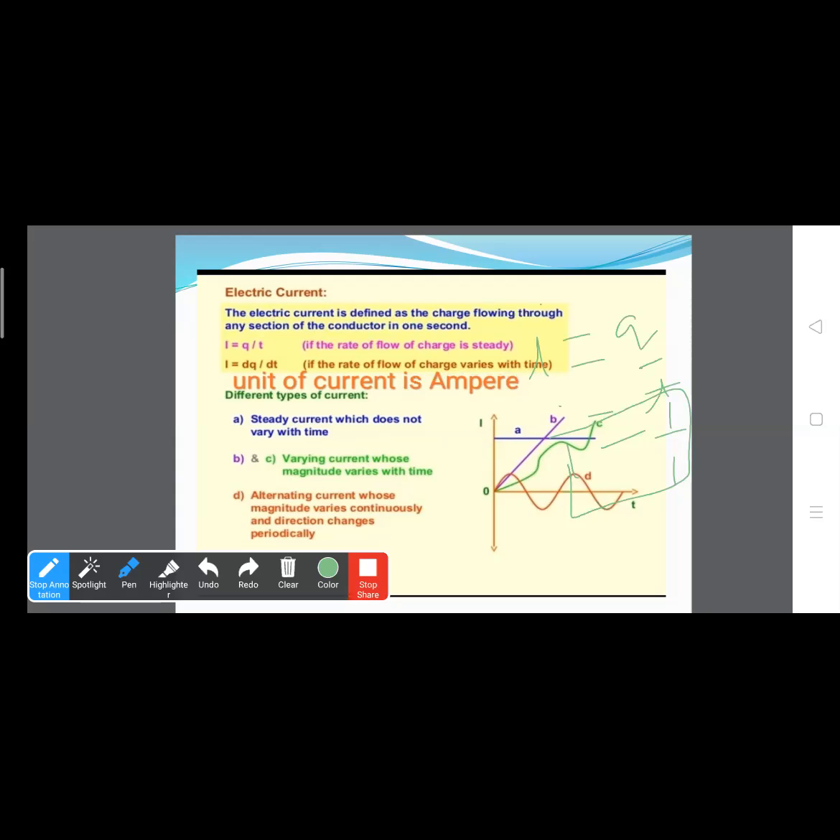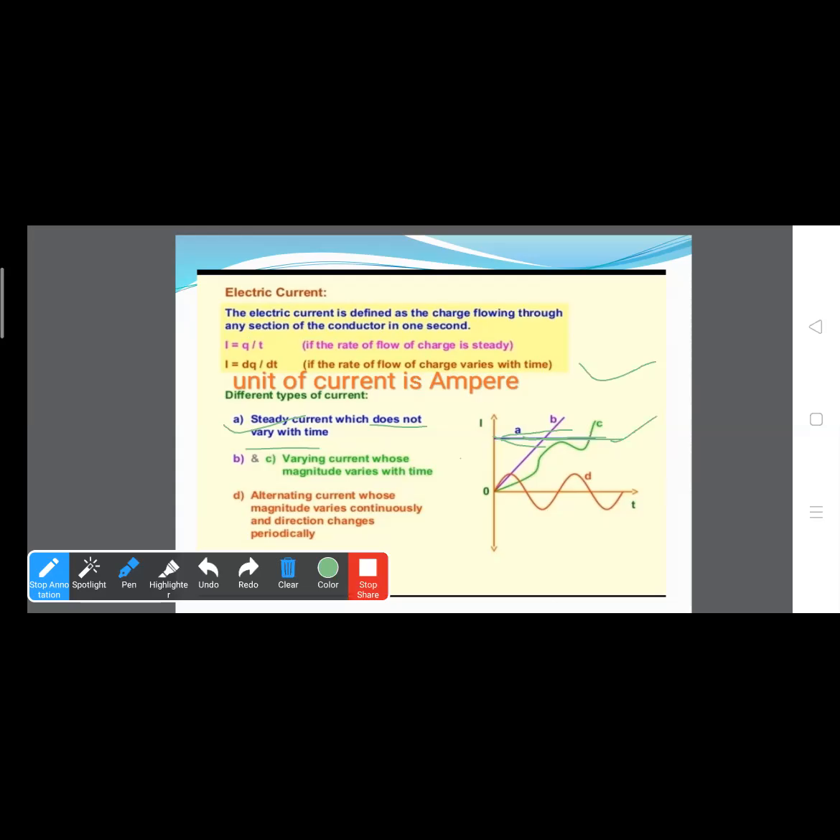There are different types of current. First, steady current, which does not vary with time. From this graph of current versus time, graph A represents steady current, because it is not changing with time.